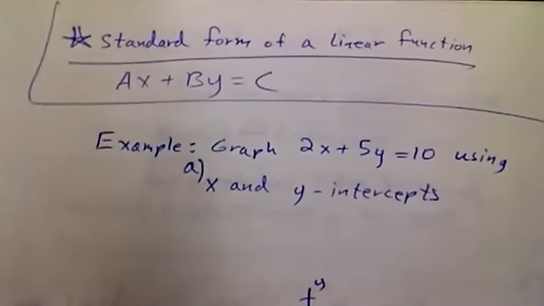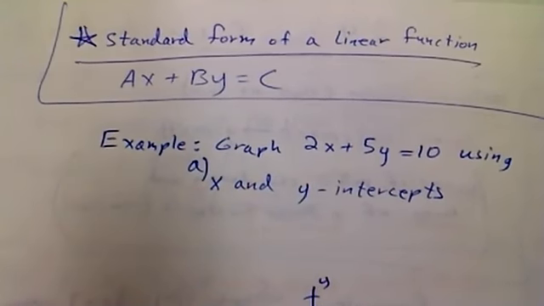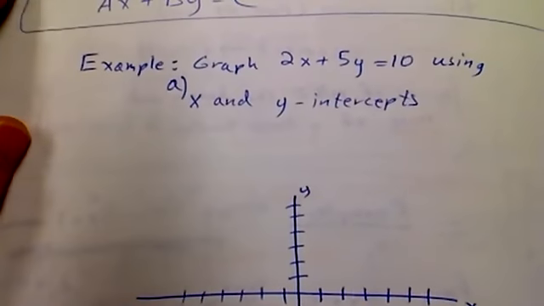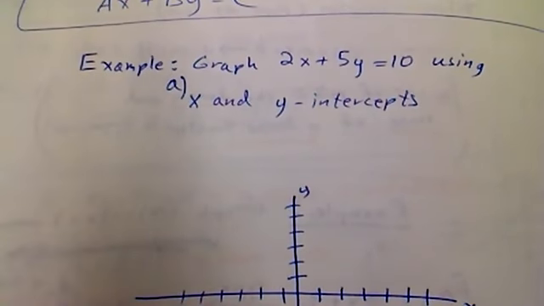Standard form of a linear function: Ax plus By equals C. Maybe you've seen this before. It's especially useful in solving systems of equations, but also sometimes with graphing if you're going to graph using x and y intercepts. So notice what I have right here. Example, graph 2x plus 5y equals 10 using x and y intercepts. Now we did an example of this back in 2.1, but let me remind you.